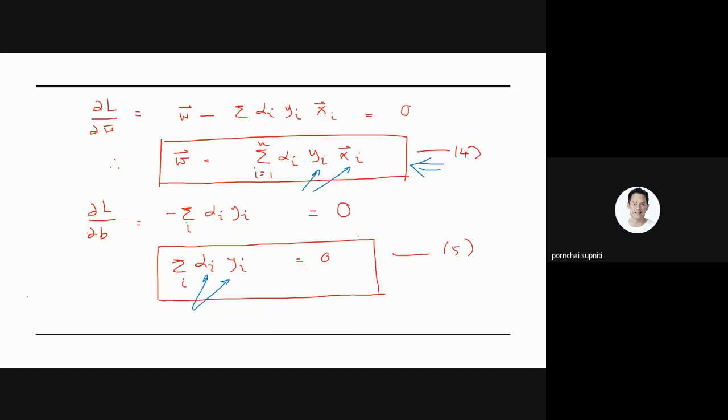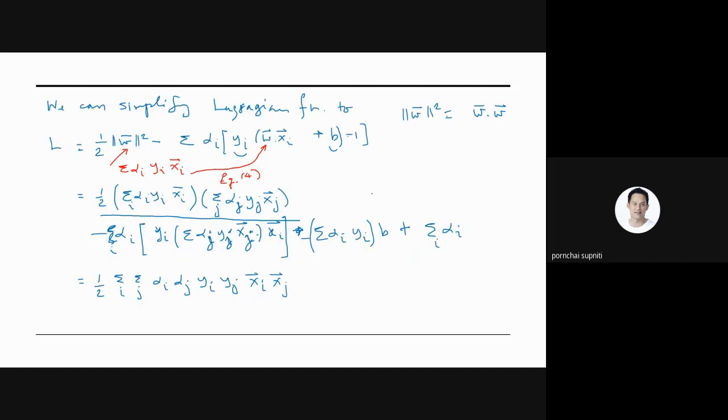And then we use this property in equation 4 and 5, plug it back to equation 3 in order to simplify the Lagrangian function. Okay, and you will see later here, after we simplify it, this Lagrangian function will only depend on the unknown alpha. Okay. So for the first term, I write it as 1/2 summation i summation j alpha i alpha j yi yj and then xi and then xj. Okay.